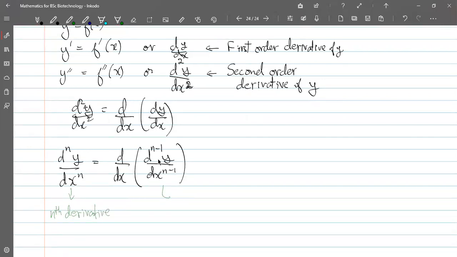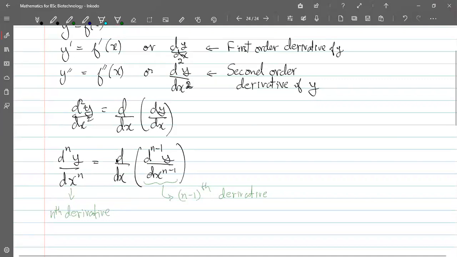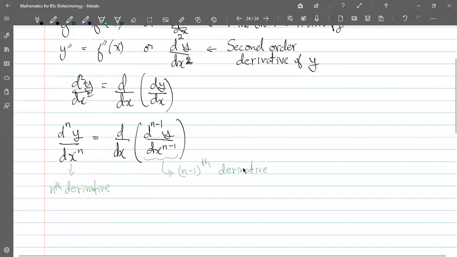Okay, and this is the n minus 1th derivative inside the bracket. So the nth derivative is the derivative of the n minus 1th derivative. This is just a recursive formula for you to find any order derivative, because if you want to find, say, the 5th order derivative, you just differentiate the 4th derivative.